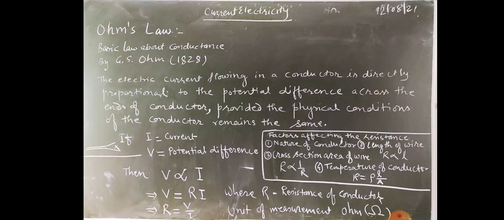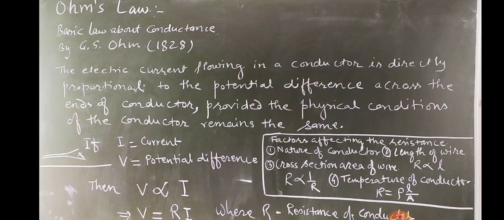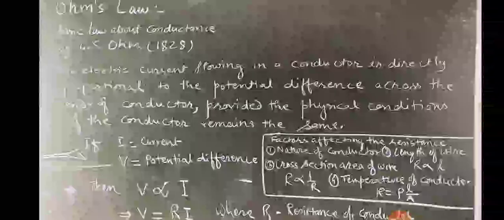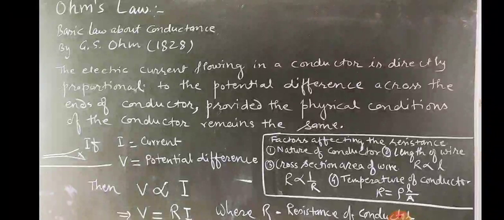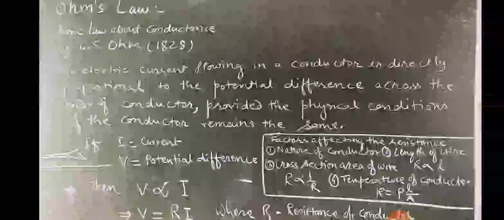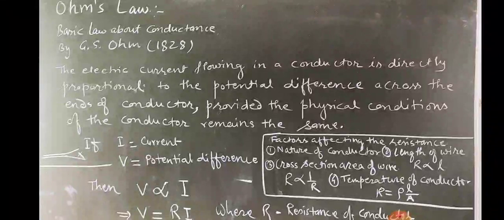Factors affecting the resistance: first, nature of the conductor. Second, the length of the wire or conductor. Third, the cross sectional area of the wire, meaning R is proportional to L and R is inversely proportional to A. Fourth, temperature of the conductor. R equals rho L upon A, length upon area. Rho is also a constant.